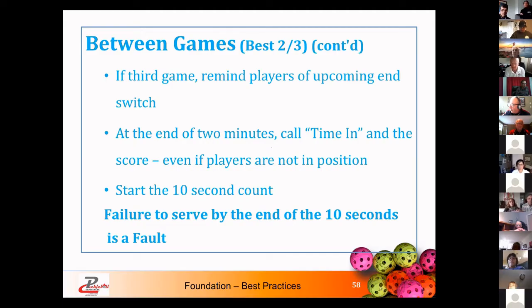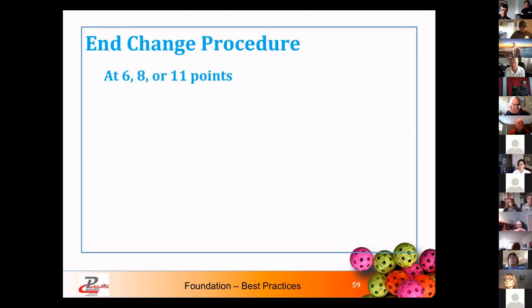Failure to serve by the end of the 10 seconds is a foul. So the change end procedures, right? Everybody knows this. If you're changing at 6, how many points are we playing? 11. For changing at 8, how many are we playing? 15. And if we change ends at 11 points, what are we playing to? 21. Right on.